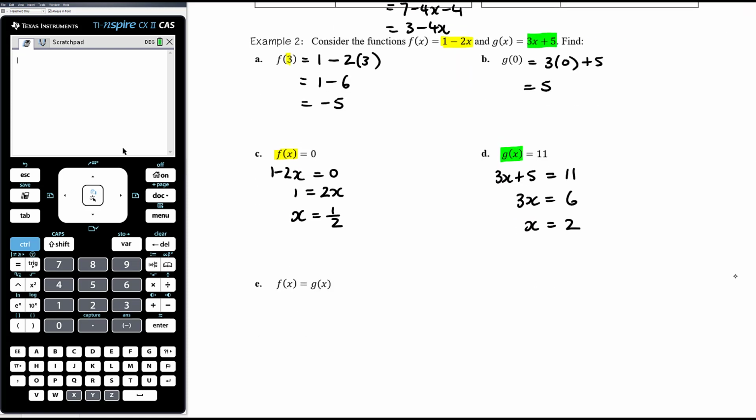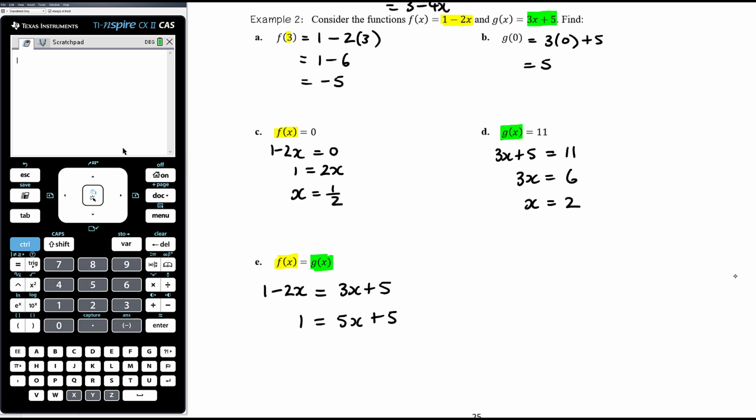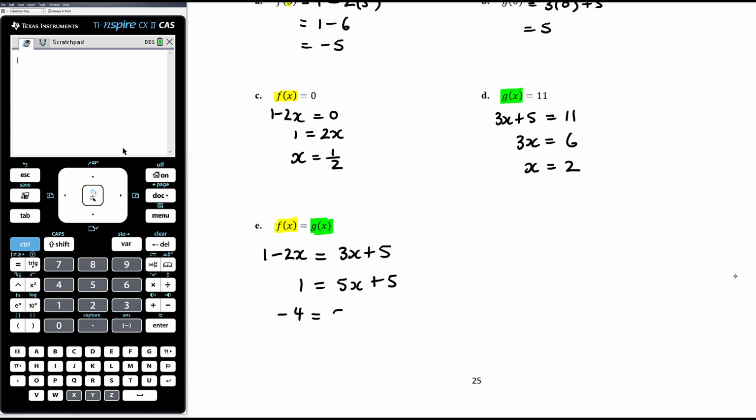Okay, part E is f of x equals g of x. So we know that f of x is equal to 1 minus 2x, and we know g of x is equal to 3x plus 5, and so therefore 1 minus 2x is equal to 3x plus 5. And we can solve this for x. Let's add 2x to both sides to get 1 equals 5x plus 5. Subtract 5 from both sides, so negative 4 equals 5x, and divide both sides by 5, so x is negative 4 divided by 5, negative 4/5. So when x is equal to negative 4/5, both f and g will have the same output. They will be equal to each other if x equals negative 4/5.